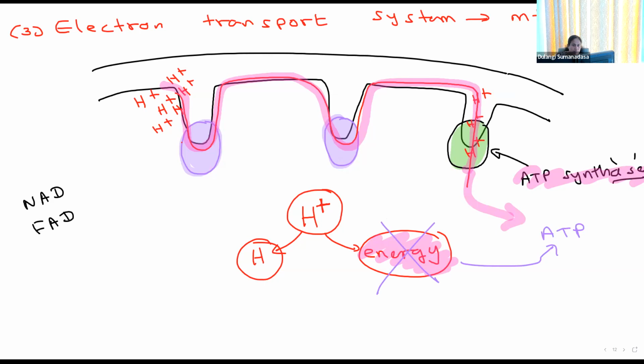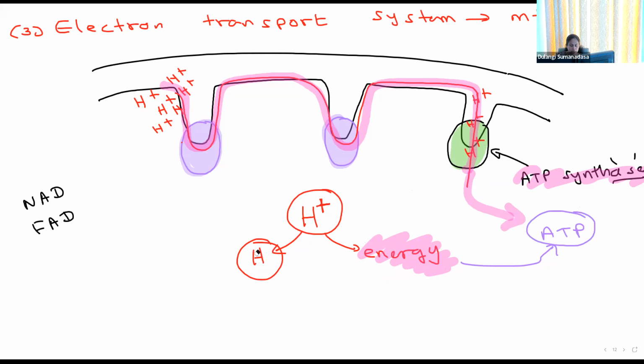This is clear? I'm just using the keywords. You don't have to know the chemistry behind this because this is not chemistry. So when the high energy protons go through the ATP synthase, the energy is going to convert into ATP.